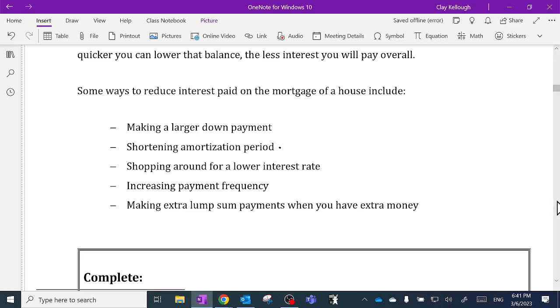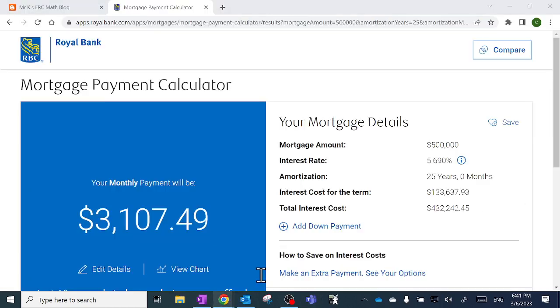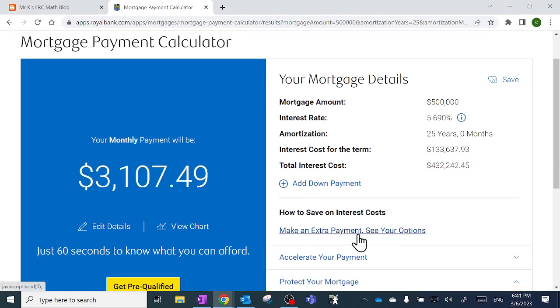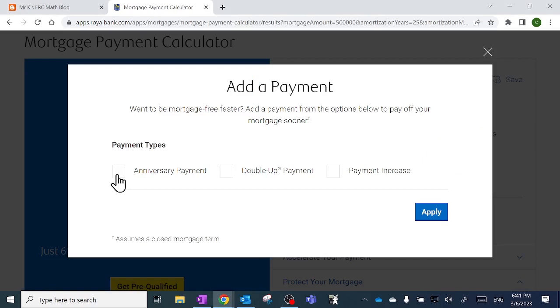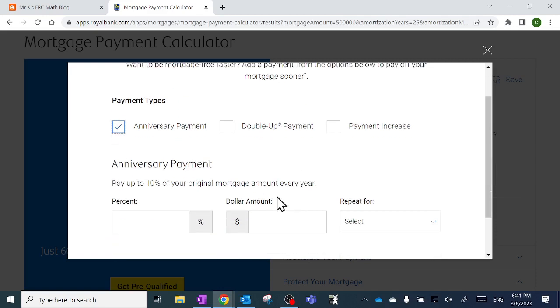Some people work on jobs where they know they're going to get a Christmas bonus, let's say. So let's say that I know that I'm going to get a Christmas bonus every year, and I'm going to see my options. I'm going to make an extra payment. So let's say when it's a regular every year thing, you call it an anniversary payment. So I might try to pay off an extra 1% of my mortgage, and let's say I know I get a $500 bonus every Christmas from my employer. That's the Christmas bonus. And instead of spending it all on something frivolous, I'm going to be smart and I'm going to put it towards my mortgage. And I do that every year for 20 years. Let's see what that does.